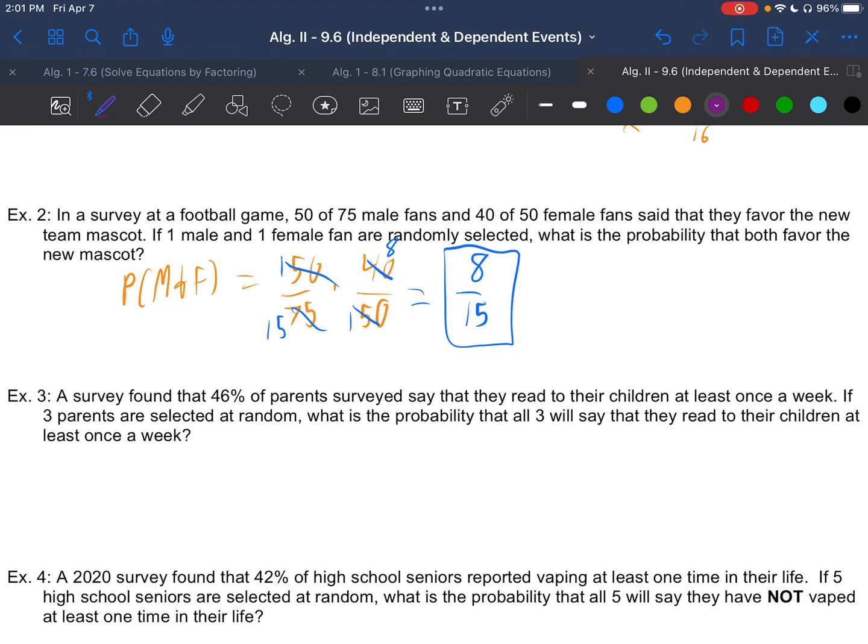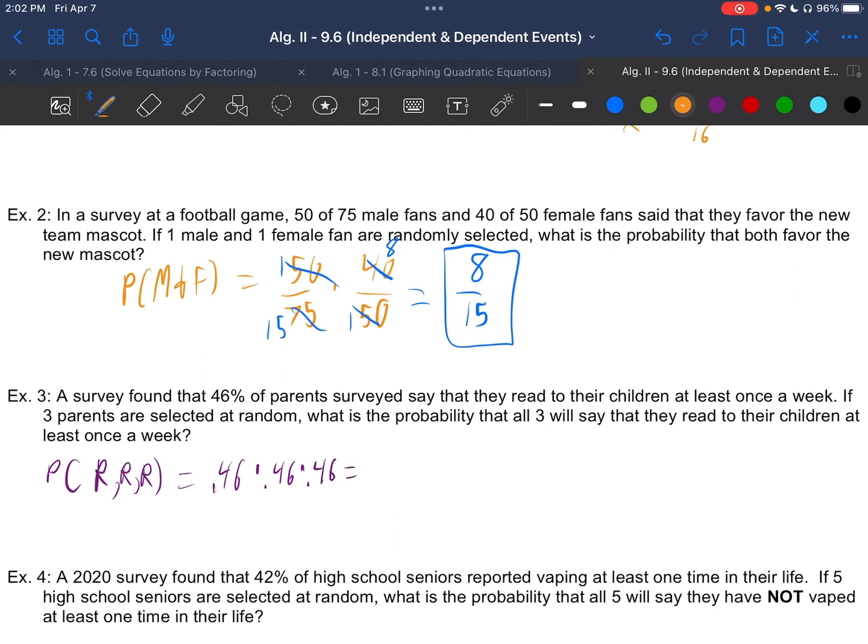Example 3. A survey found that 46% of parents surveyed said that they read to their children at least once a week. If 3 parents are selected at random, what's the probability that all 3 will say they read to their children at least once a week? So the probability that the first parent reads, the second parent reads, and the third parent reads would be equal to the probability that each parent reads. So 46% for the first one, for the second one, and for the third one independently.